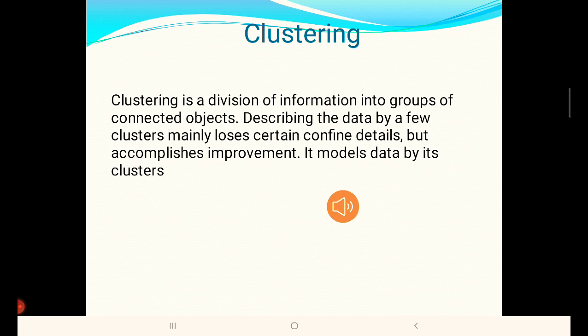The disadvantage here is that there may be a loss of certain confined details. As we are grouping the information, data loss will occur, but several models are available to reduce the loss of data.